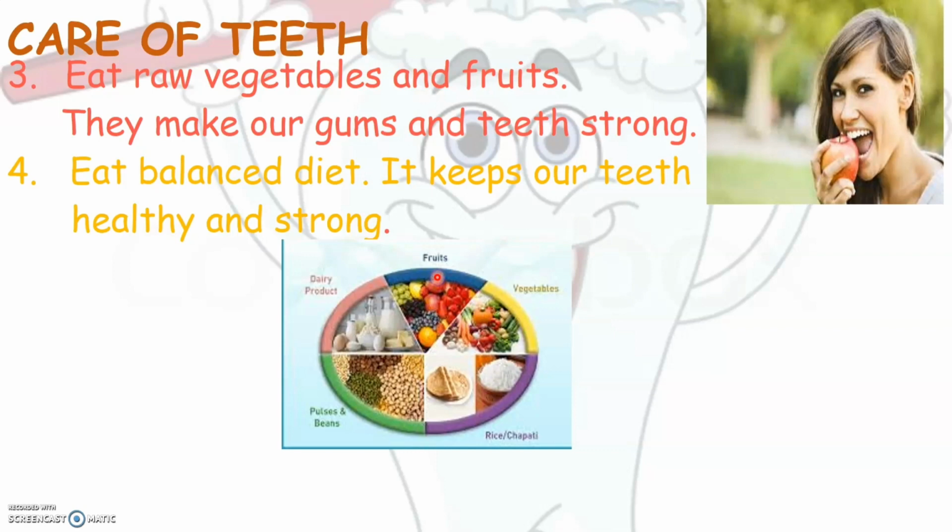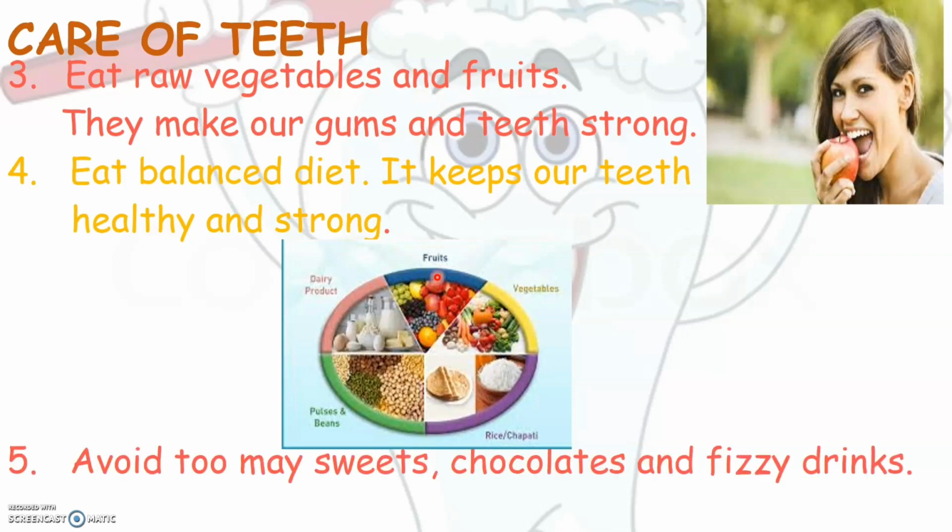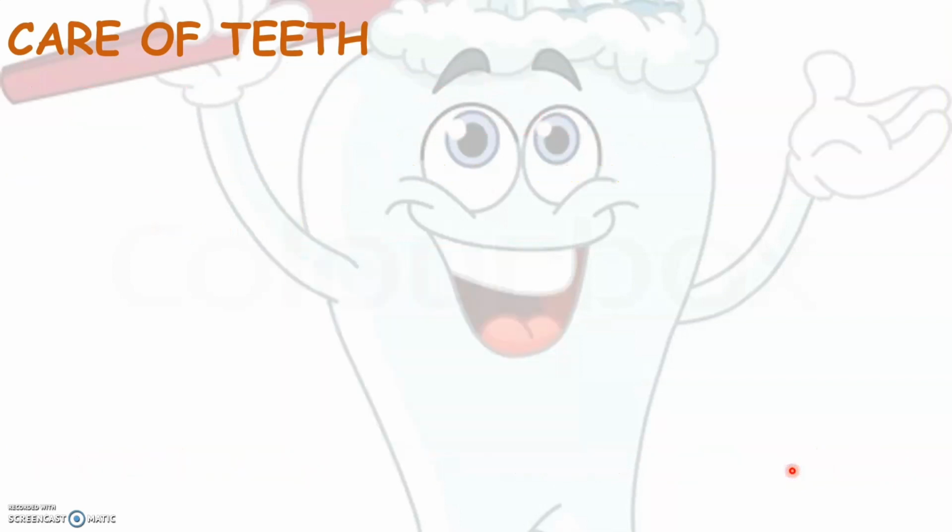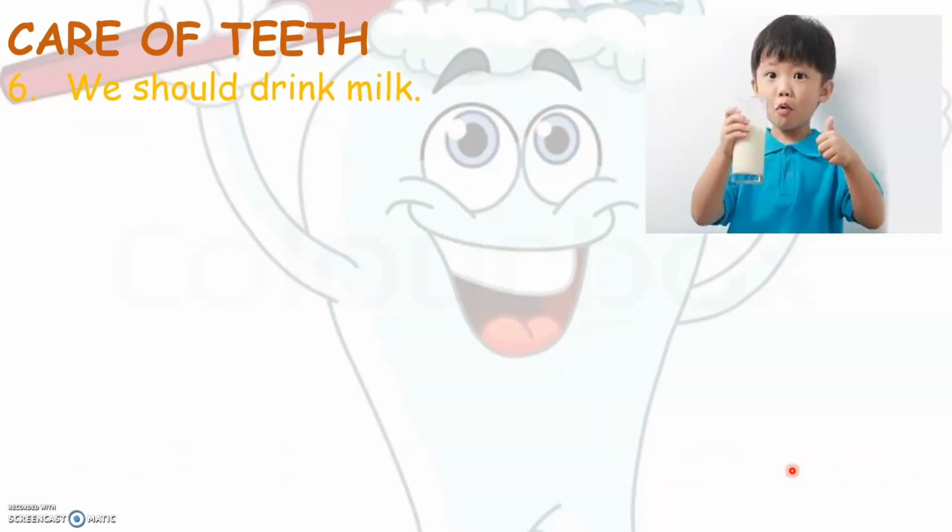Yes. Now the next important thing that we need to do in order to take care of our teeth is that we should avoid eating too many sweets, chocolates and also fizzy drinks. Fizzy drinks are nothing but soft drinks, which include Coca-Cola, Sprite, Mirinda and so on. Now the next important thing that we need to do is that we should drink milk. Why do we need to drink milk? Because milk has calcium that makes our teeth very strong.